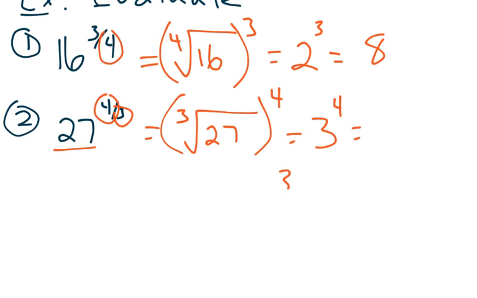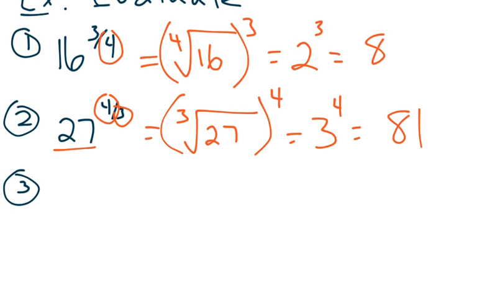3 times 3 is 9. So we can write it out this way. 3 times 3 times 3 times 3. 3 times 3 is 9. 3 times 3 is 9. 9 times 9 is 81. So there's a quick way to do something to the 4th power. Okay? I'm going to erase this just so I can have some more room. And let's try another one.